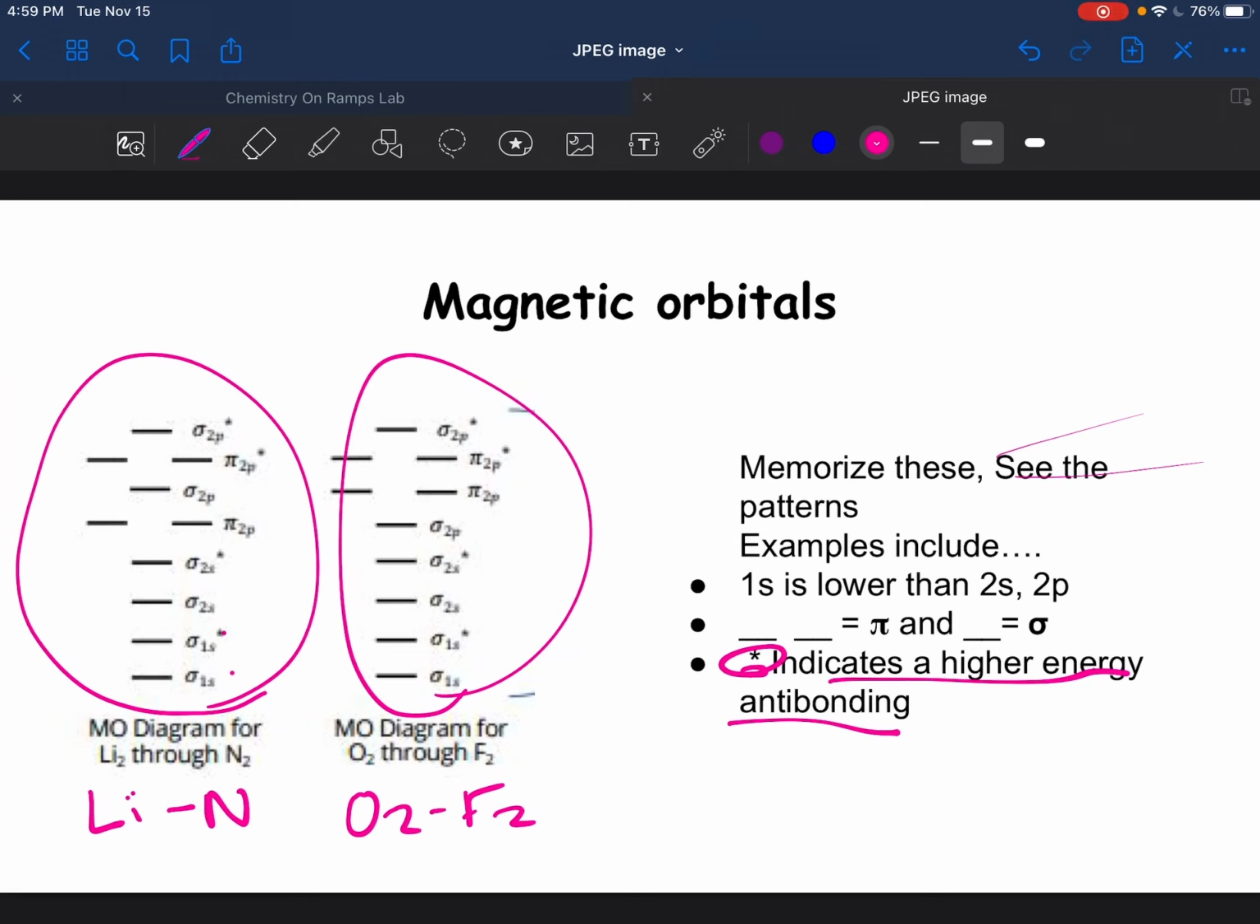It's pretty easy to memorize by knowing the order: 1s, 2s, 2p. And know that the star version comes after the lower energy level.